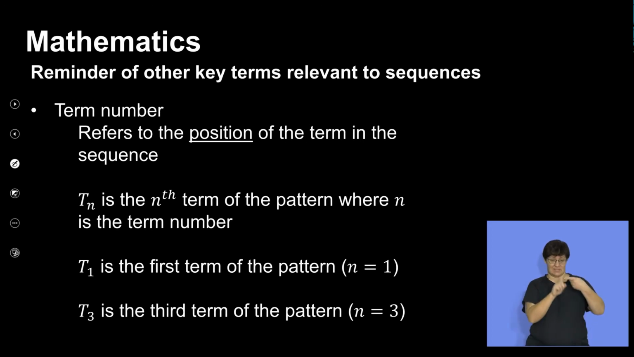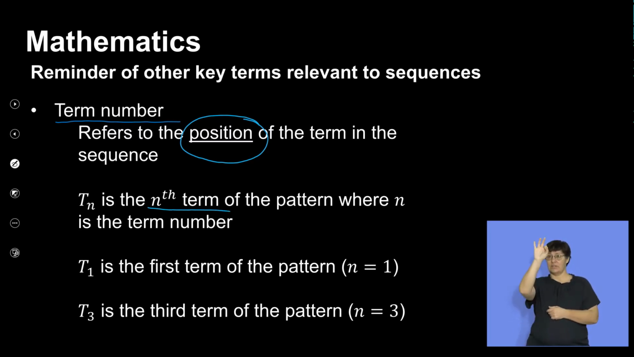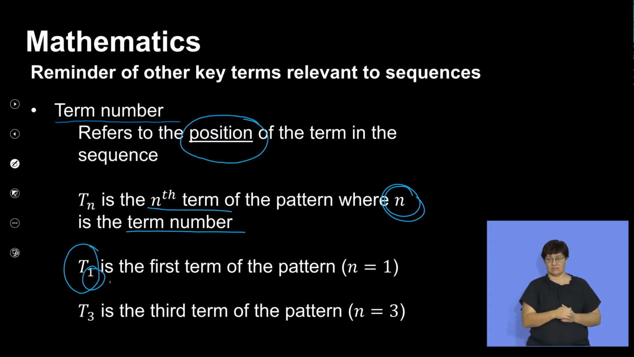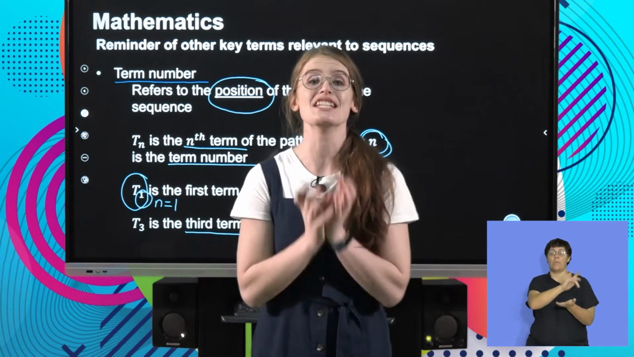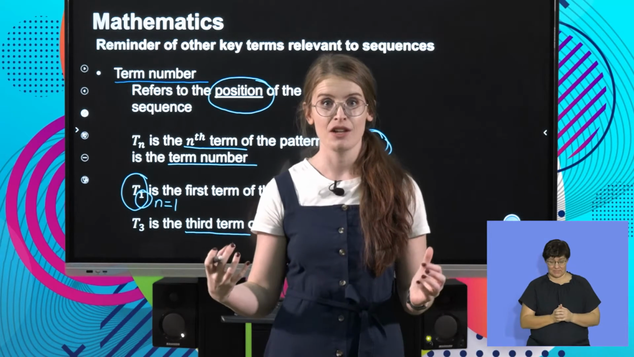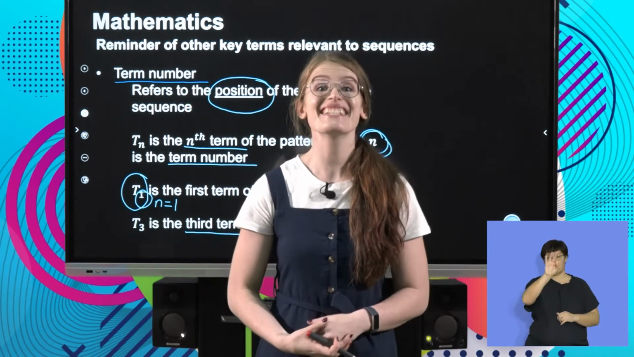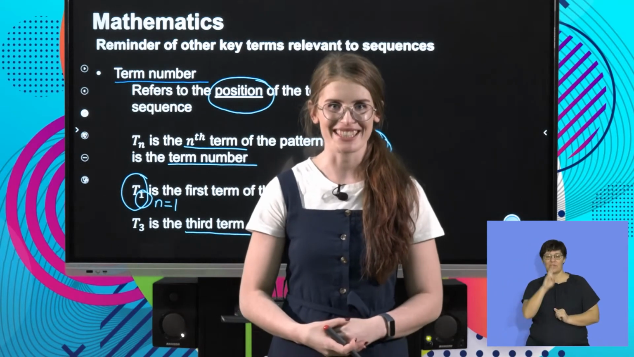So the first one I'm going to talk to you about is a term number. Please remember that that refers to the position of the term in the sequence. So Tn is the nth term of the pattern, where n is the term number. So everyone, if I have T1, and we can see over here that n is equal to 1, this is the first term of the pattern. T3 will be the third term of the pattern. So the term number is indicating the position the term has within the pattern. So if I say T7, that is the seventh term in the pattern. Let's have a look at the next definition.